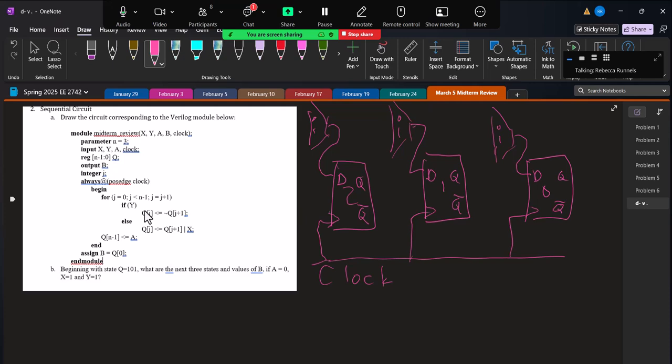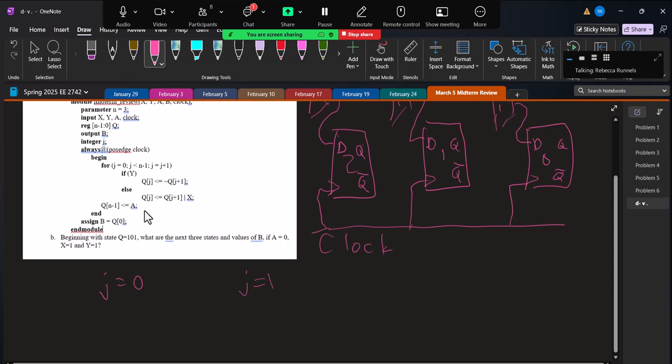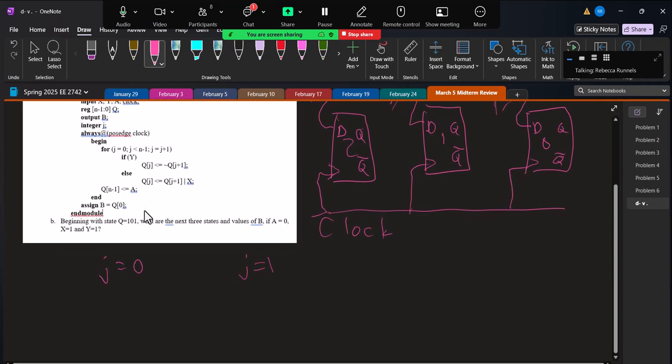So this says for j equals 0, j less than n minus 1. So j equals 0, that'll be the first one. Then the next time around, j will equal 1. That's still less than n minus 1. The next time around, j will equal 2, which is not less than n minus 1, because n minus 1 is 2, and 2 is not less than 2. So I only have to do j equals 0 and j equals 1. Okay, so j equals 0.